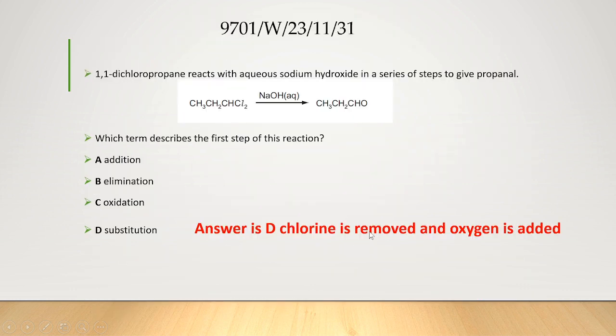Now these are a few questions which are very much concerned with the nucleophilic substitution reactions. This is the first question. Which term describes the first step of the reaction? This is the first step of the reaction in which this halogenalkane reacts with the alkali to make an aldehyde. So the answer is D, because this is substitution. Chlorine is removed and instead oxygen is added.